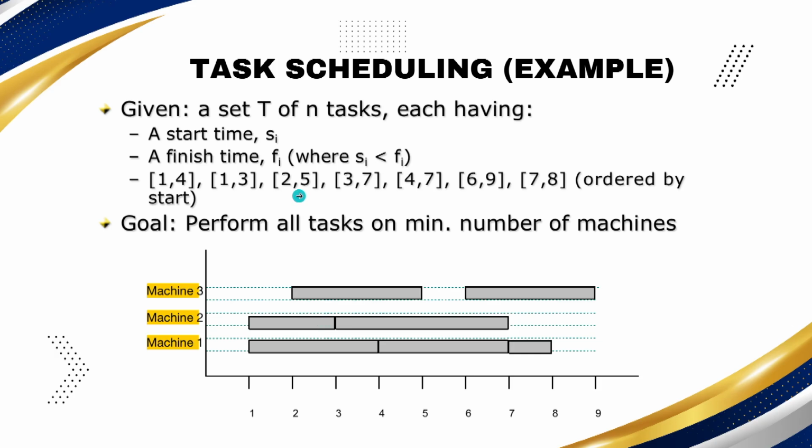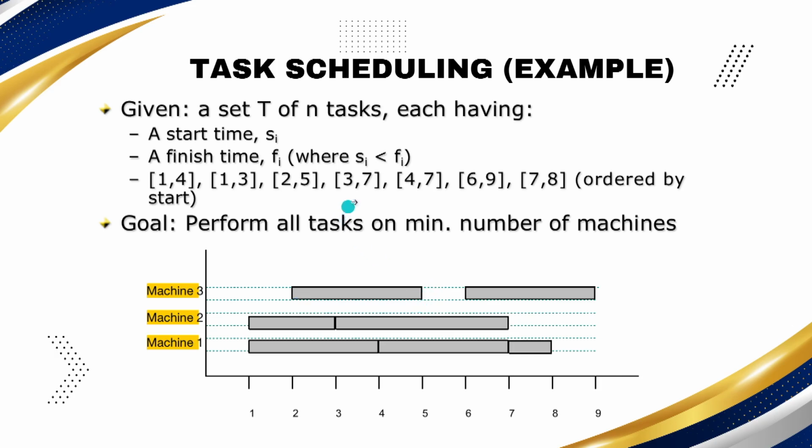The third task is 2 to 5. So, it is supposed to have started by 2 o'clock, but by 2 o'clock both machines 1 and 2 are occupied. So, we deploy a third machine, or add a new machine 3, and we put up the third task that starts at 2 o'clock and ends at 5 o'clock.